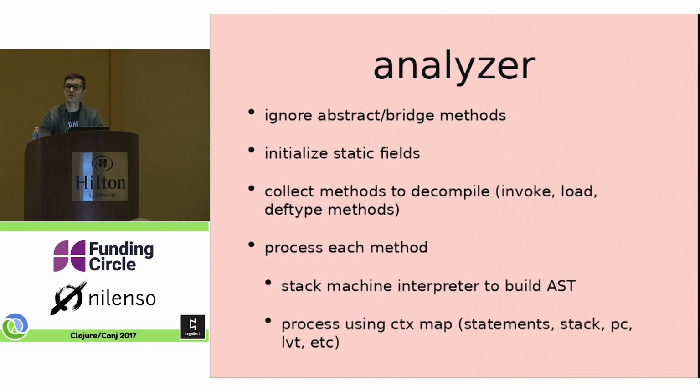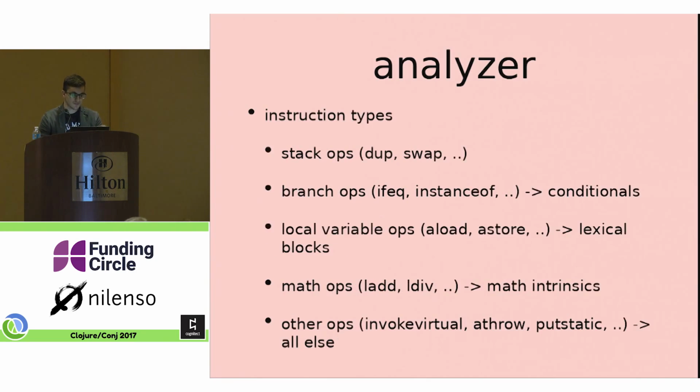To do this, we're going to use a stack machine interpreter, which rather than executing proper instructions, just builds AST nodes. It does so by using a bunch of virtual stacks. So it operates on a virtual stack, and rather than properly executing instructions, it just pushes AST nodes into this stack and operates on that. And we have a PC to track which point in the bytecode we're at.